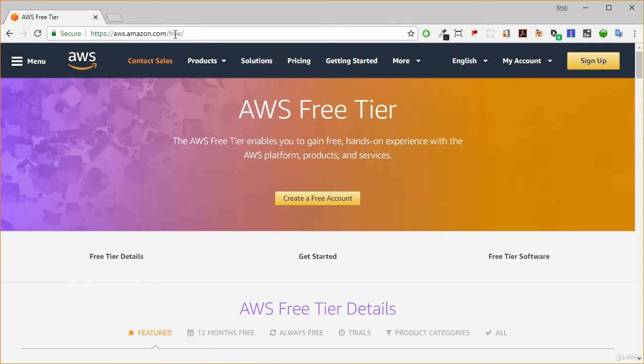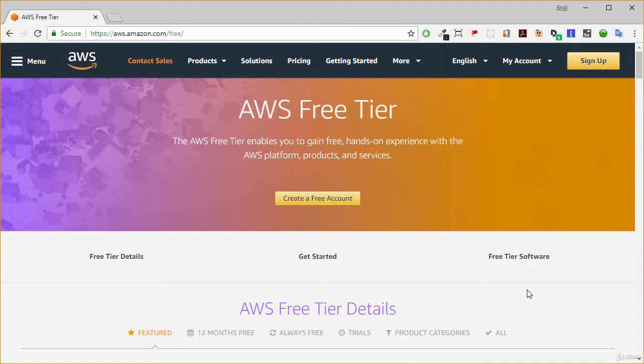Now what we can see is that there are some things here that are free for 12 months, some things that are always free, and trials. What that means is that if we signed up for our account 3 months ago, there are some things that are going to be free for another 9 months. They're only free for 12 months from the time that you first opened your AWS account. We also have some things that are always free. Provided we stay below a certain limit of that service, we're going to get that for free as well, and that won't be affected by the 12-month period at all. We also have short trials of services as well.